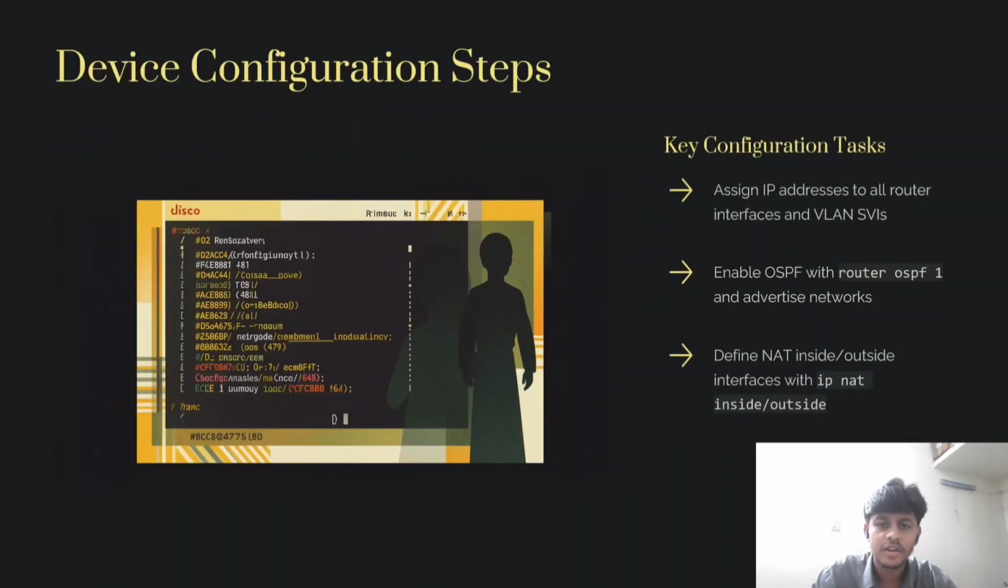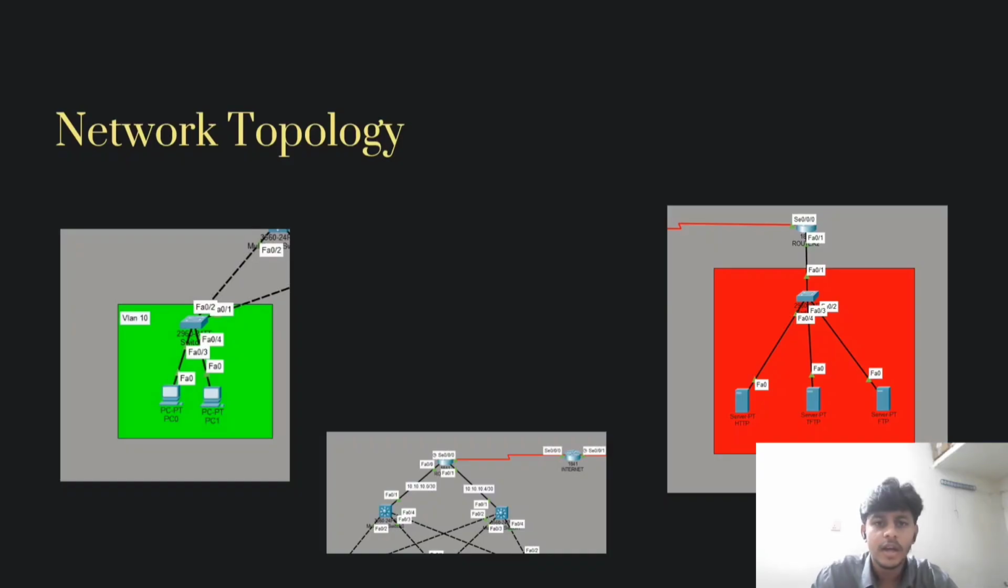Device configuration steps. In this step, we assign IP addresses to all devices. Each device was configured properly so they can communicate with the network. This slide shows our complete network topology. It includes router, switch, server, and end devices connected together to form the enterprise network.